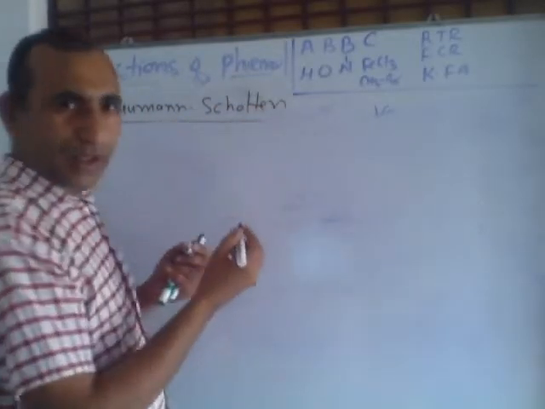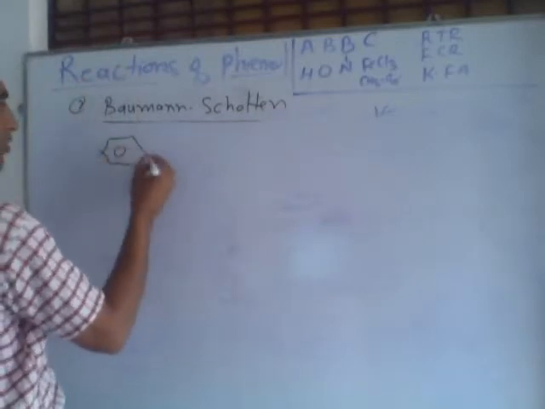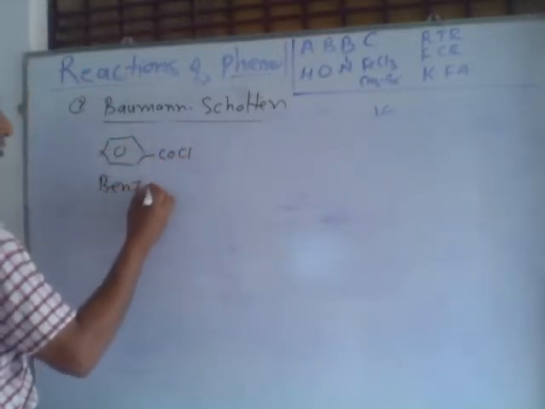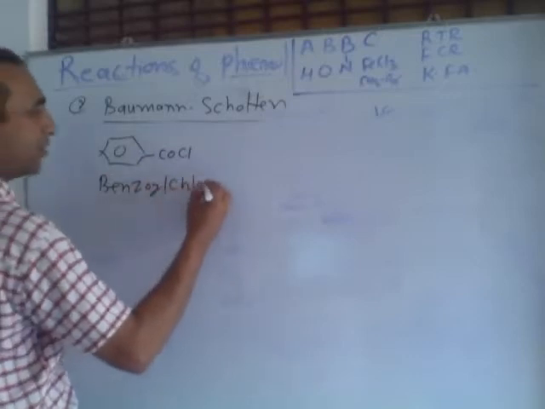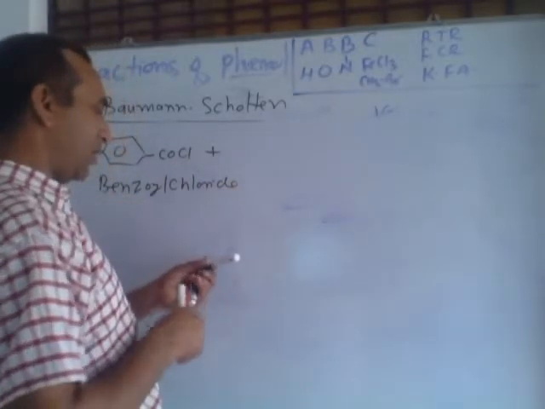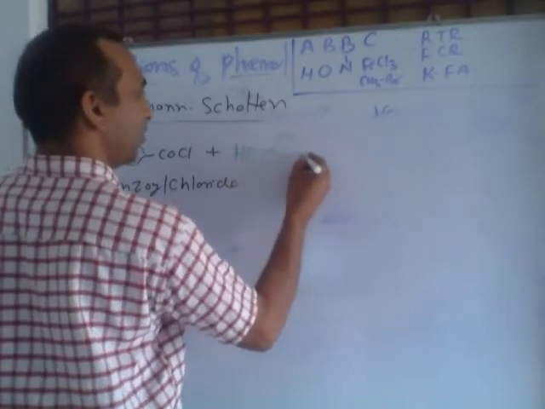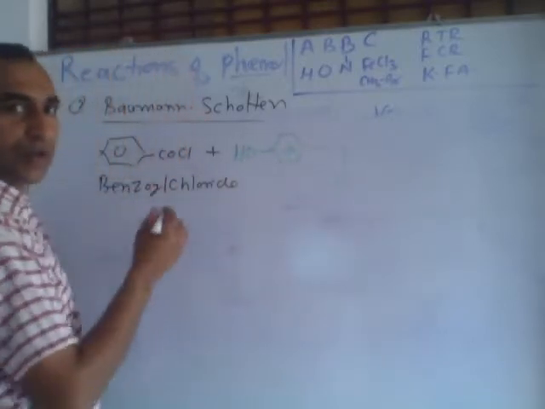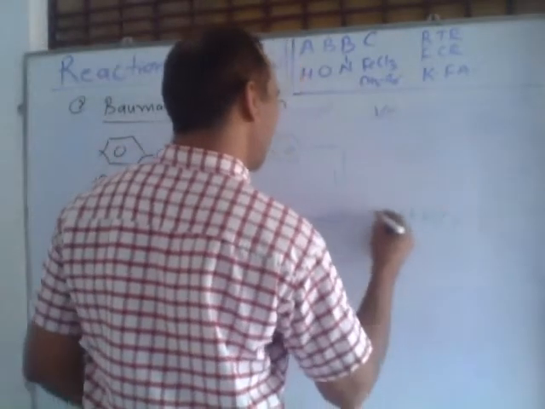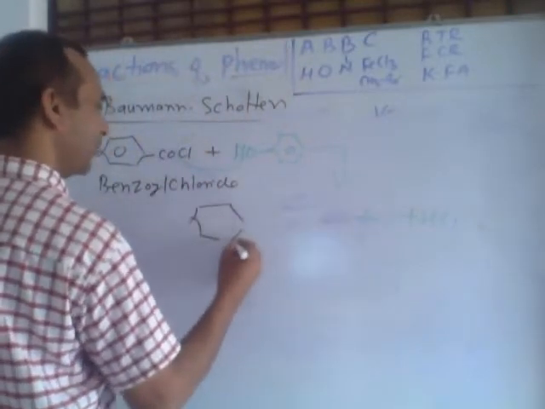Bowman-Sartan reaction. In the Bowman-Sartan reaction, we are using a group. This compound is called benzoyl chloride. When benzoyl chloride reacts with phenol, HCl is removed. Can you observe which compound is formed?